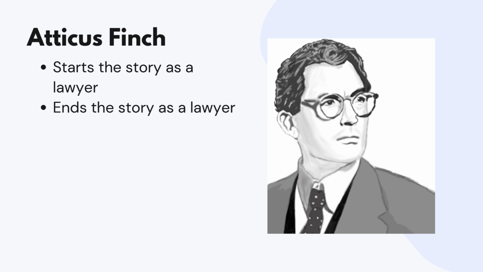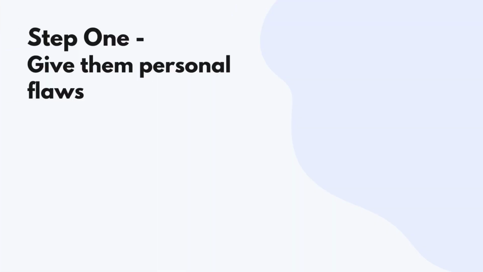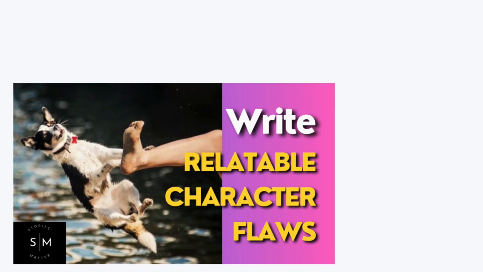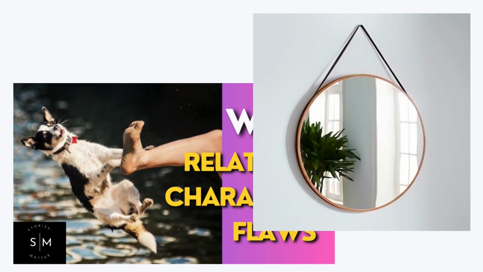Now, we'll look at some tips to help create captivating character arcs for our characters. Step 1. Give them personal flaws. Whether you want to create a positive or negative arc, it helps to have a vulnerable character. They can then either overcome or succumb to these weaknesses. You can watch this video here, or just stare into a mirror for more information on character flaws.